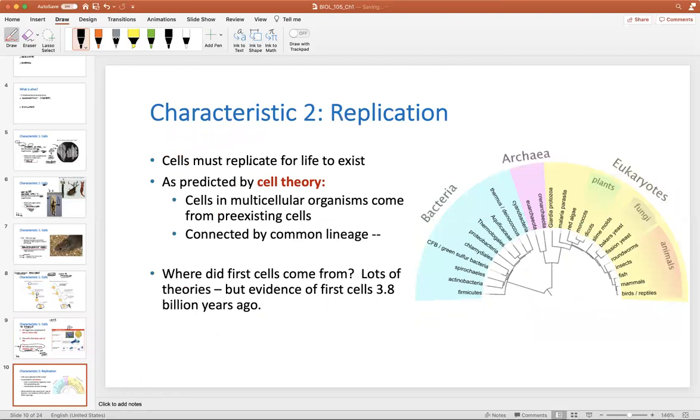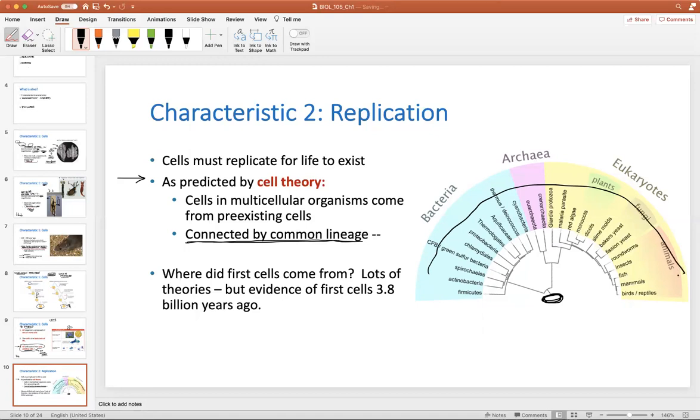So it means that cells have to replicate for life to exist. And it also means that the cell theory predicts that we are all connected by a common lineage. What do I mean by that? Well, if all cells come from other cells, then that means there must have been a cell prototype way back in early evolutionary history that gave rise to all of the life that we see today, right? Because all cells must come from other cells.